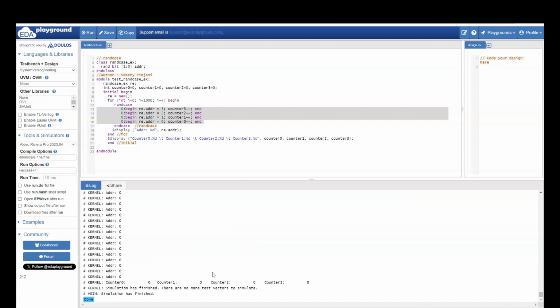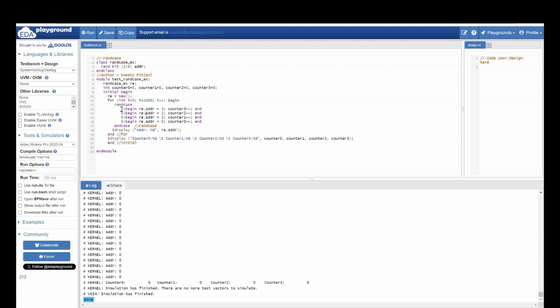Address is always 0. Counters are always 0. It means even 0 value was not generated. You can't say that 0 value is generated because the counter for 0 is 0. No value is getting generated. Why? Because the weight of all items is 0, which should not be the case. At least one item should have some weight.